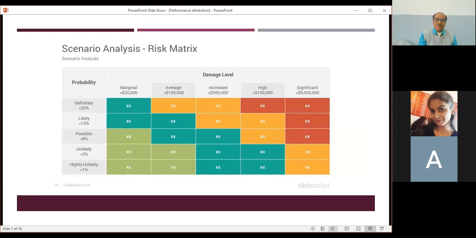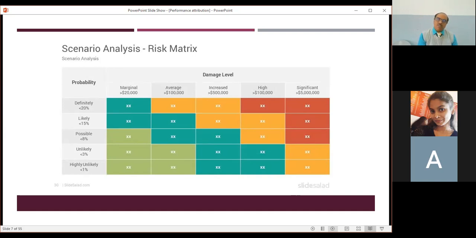Same thing. This is another scenario analysis used in FinCAD software. Same as the Excel we have studied. We have studied the combination of debt, equity, and gold: when it will be significant, and when it will be highly unlikely.